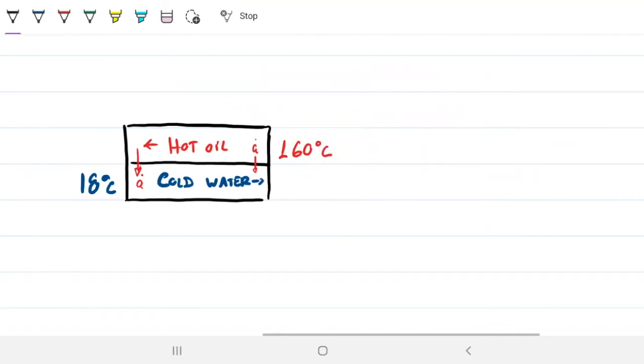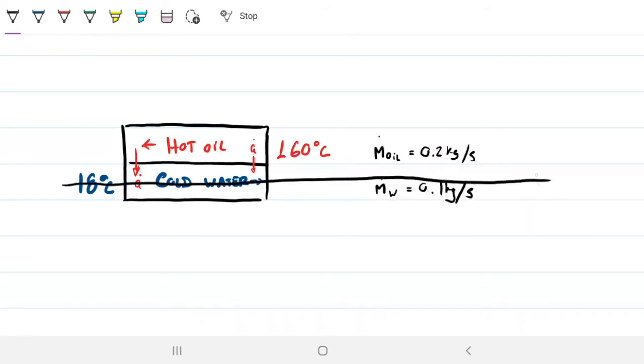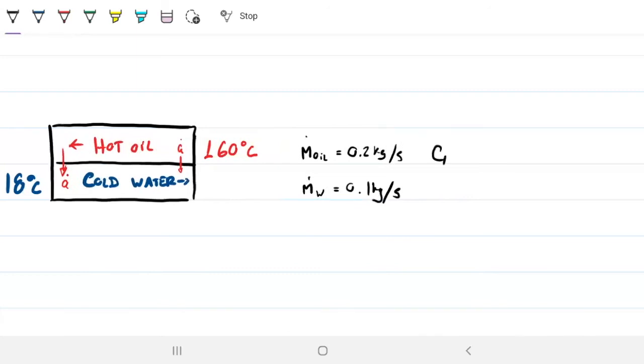We know the mass flow rate of the oil. So the mass flow rate of the oil is given as 0.2 kilograms per second. We know the mass flow rate of the water is given as 0.1 kilograms per second. And again, know that I'm doing this all in the same line, keeping the system. We also were given the specific heat for the two things. So specific heat for water and oil.